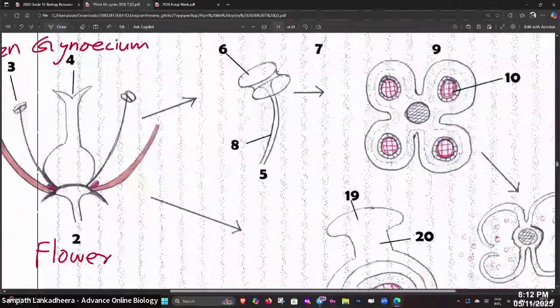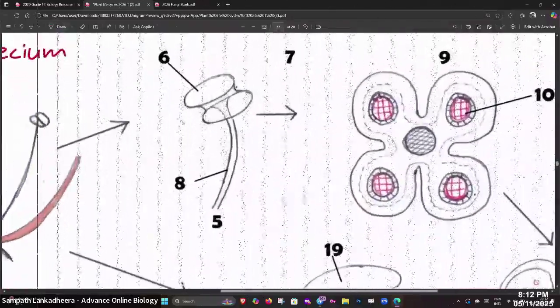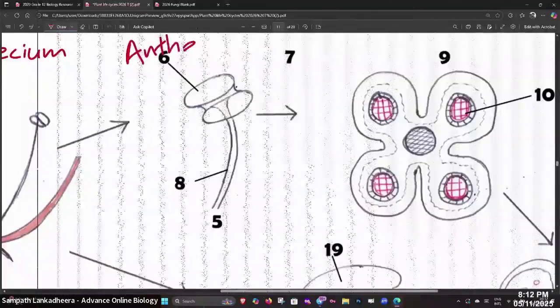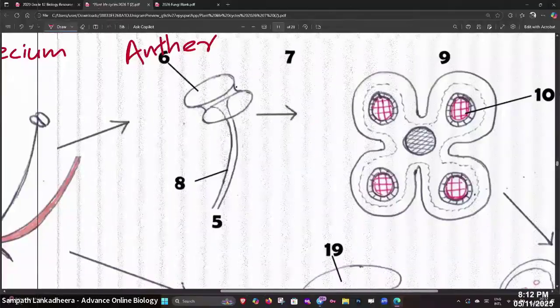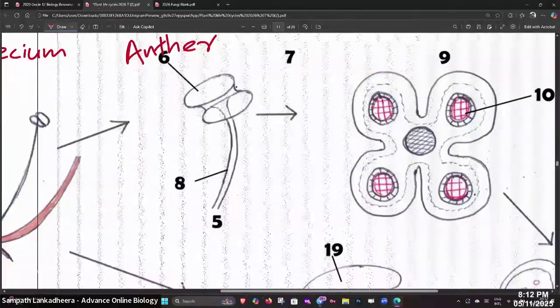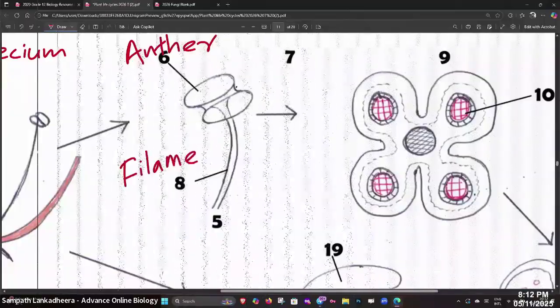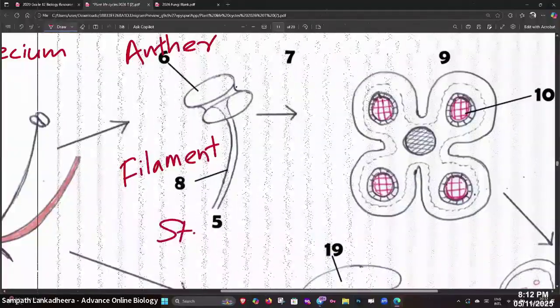Gynoecium. Then we come to the stamen. If you look at the parts of the stamen, this is anther. What is this number 8, people? Can someone tell me what number 8 is? Filament. That is filament. Number 5 is stamen.